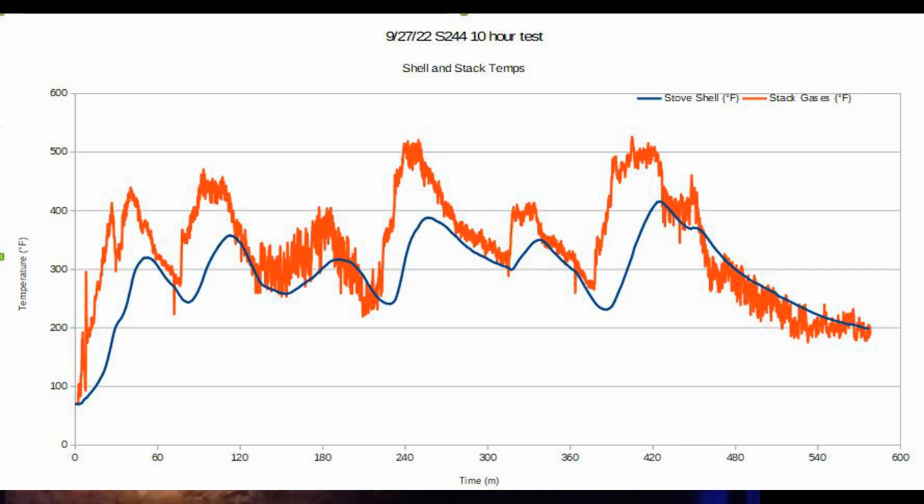The blue line is the temperature of the stove shell, and the red line are the gases going out the chimney. The gases going out the chimney tend to drive the temperature of the stove, so they're always leading the stove. They get hot, the stove gets hot. As they get cooler, you can see the stove gets cooler.